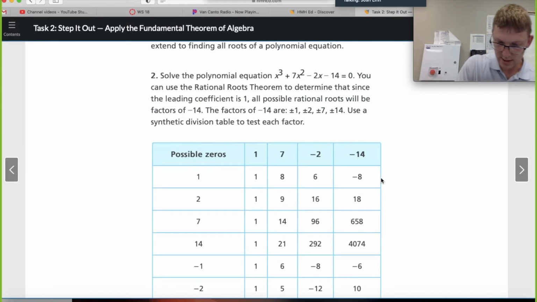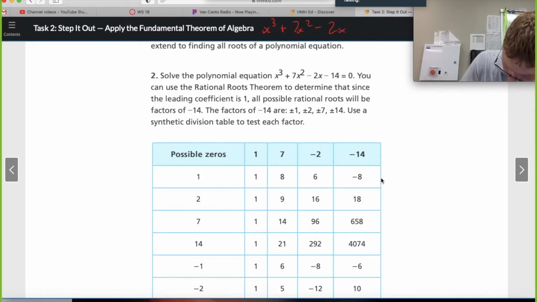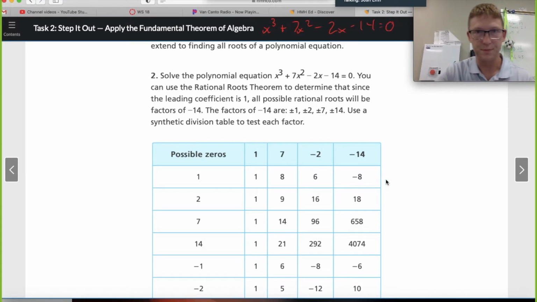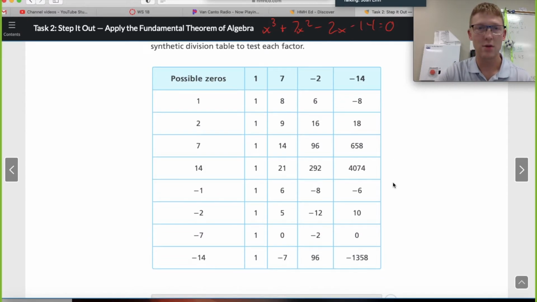Let's see here. I'm going to write down this equation here at the top, just so that I have it to look at. So here they went through and they did all of our synthetic division. So based on this chart, what is the real zero of this function? At this point, you should be looking down here, and you find this guy right here, and you find that the remainder is 0, so that is a root of the function.